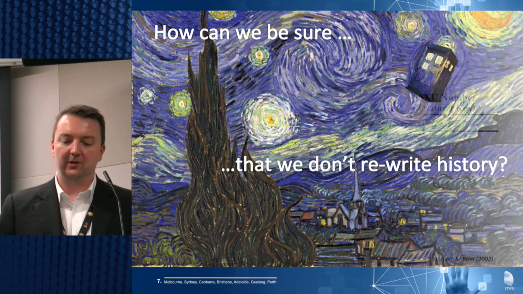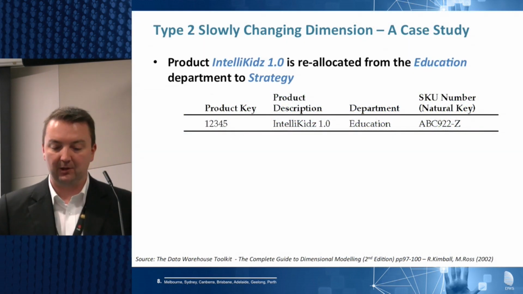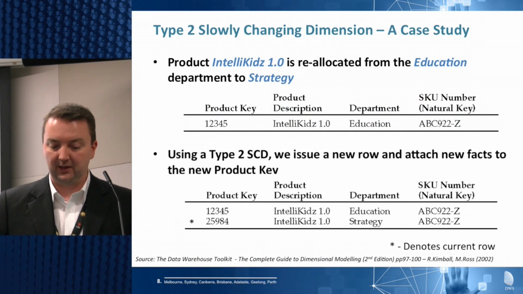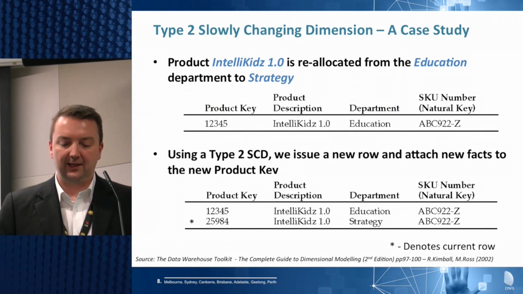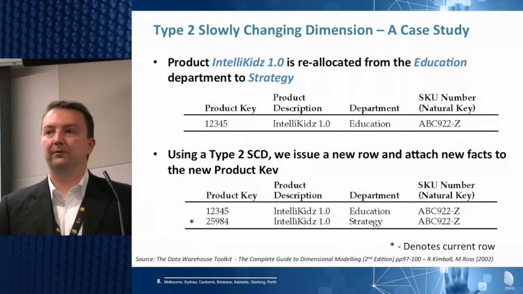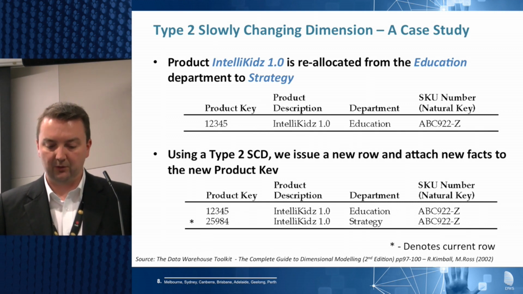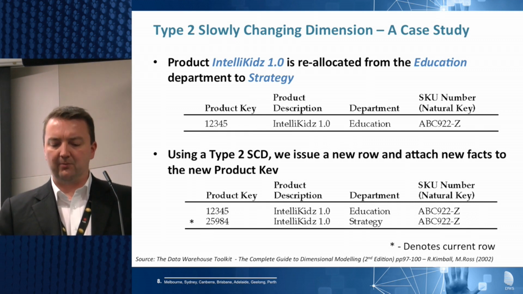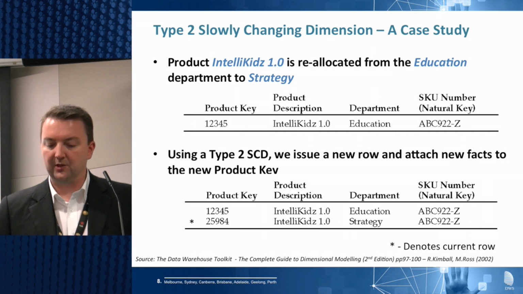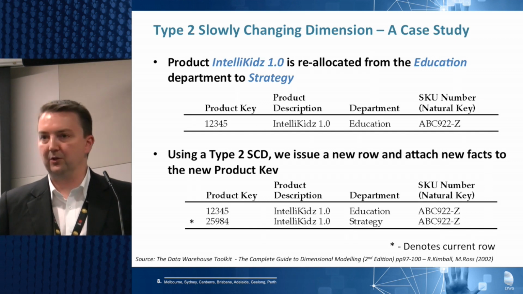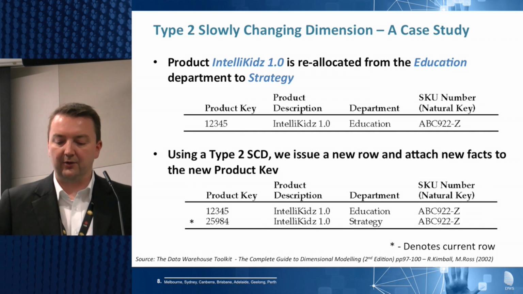Alright, so we're going to look a little bit closer at a type 2 slowly changing dimension. Here's an example. We've got a product, the data warehouse has allocated a unique key of 1, 2, 3, 4, 5. The product is IntelliKids 1.0, and this is straight out of Kimball's dimensional modelling toolkit. Okay, IntelliKids 1.0 is a software package. It's sold by the education department, and we start to get an idea here that department is one of those hierarchical attributes that we can use to roll up products. It's also got a natural key, a SKU number of ABC 922-Z.